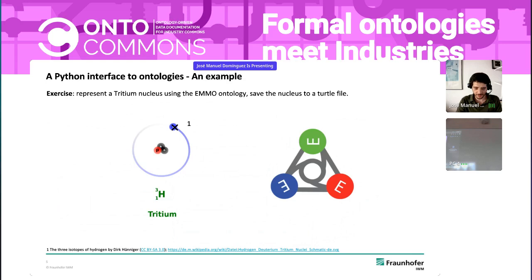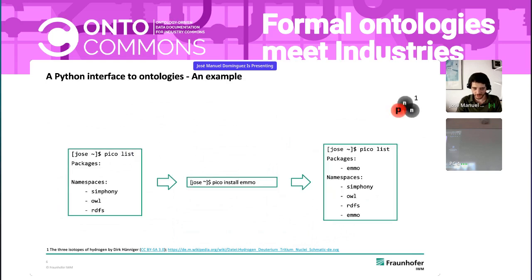So let's see this. The first step would be to make sure that we have the ontology installed into Symphony. For that, there is a tool called Pico, which is the ontology manager of Symphony, let's say. So using this, you can list what is installed, as you see on the left-hand side, and then you can run the install command, and using that, you can install the ontologies. In this case, the EMMO ontology is sort of included with Symphony, or rather a pointer to the ontology file on the official site, so it's even easier to install it.